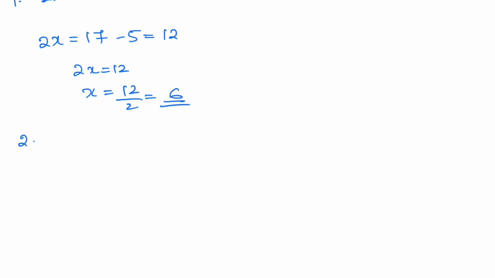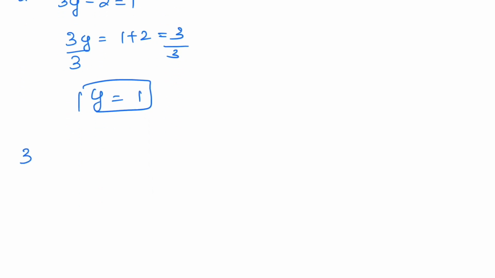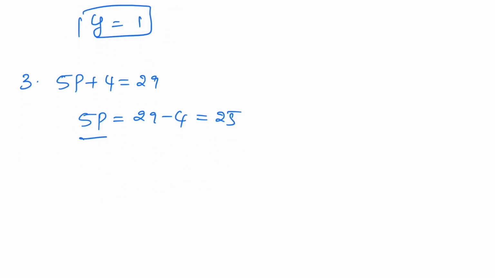Second one we have 3y minus 2 is equal to 1. 3y is equal to 1 plus 2, that is equal to 3. So divide by 3, so y is equal to 1. Third one we have 5p plus 4 is equal to 29. 5p is equal to 29 minus 4, that is equal to 25. Divide by 5, p is equal to 5.